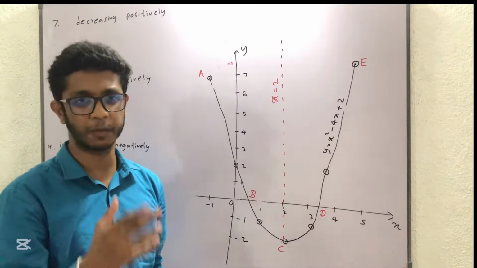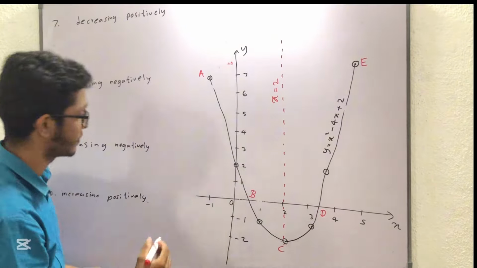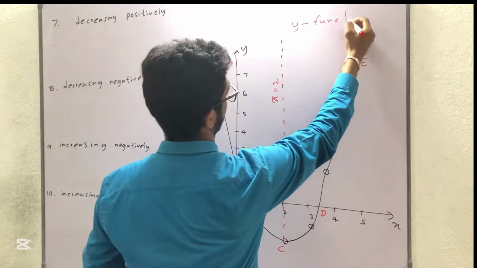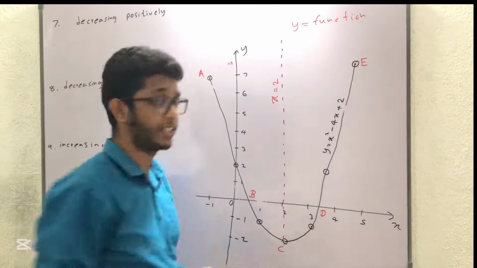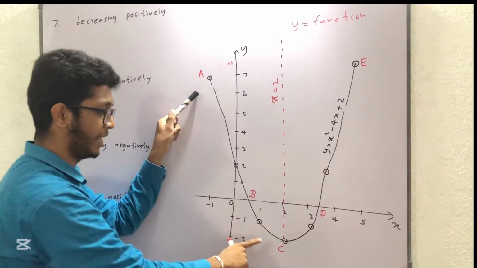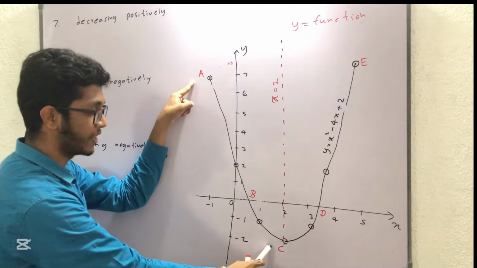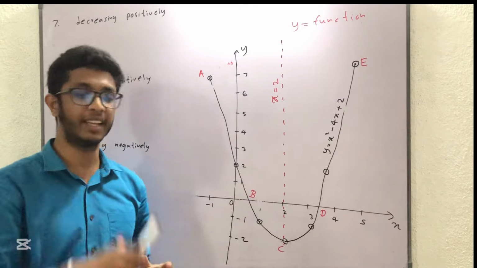I told in the previous part, y means function. So y value decreasing means function decreasing. In this AC part of the graph, the function is decreasing.